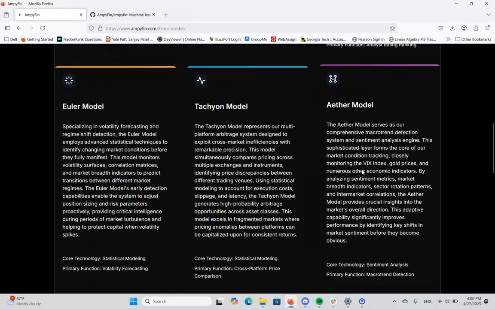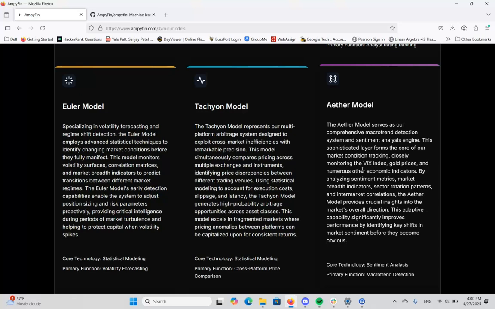The Ether model. The Ether model doesn't actually trade, which you might be like, then what does it serve? It's our sentiment analysis. What we do is monitor the VIX index, we monitor gold prices, and we also monitor other different economic indicators. One thing we do monitor also is the so-called Buffett indicator, which is really cool. And we try to predict macro trends. Is the overall market going to go up? Is it going to go down?